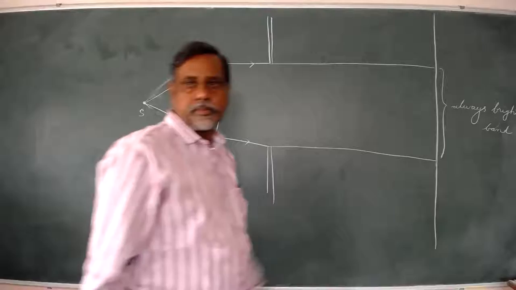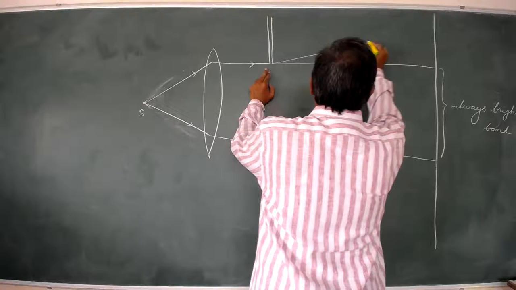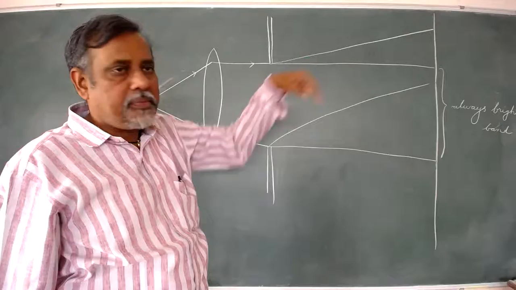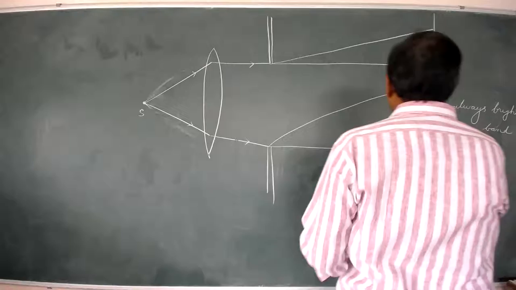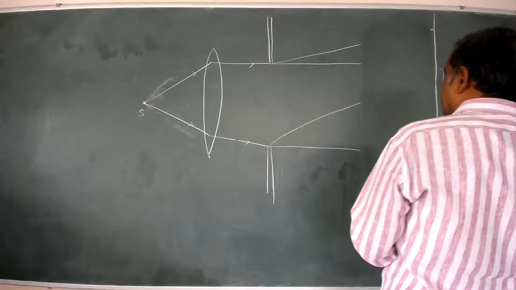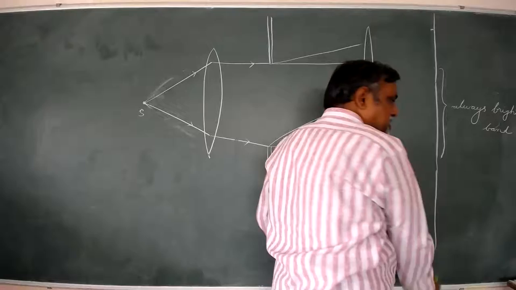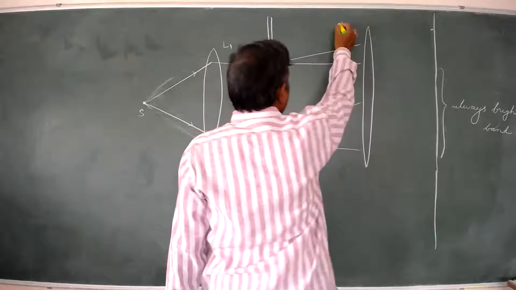Now what happens? Some portion of light undergoes diffraction, so some portion of light enters out of this. But if the light passes in this way, the diffraction is affected, and you can't observe it. That's why, when the light rays are passing like this, before the screen we need to place one more convex lens, and the screen has to be at the principal focus of this second convex lens. This is the lens L1 we take, and this is the lens L2.